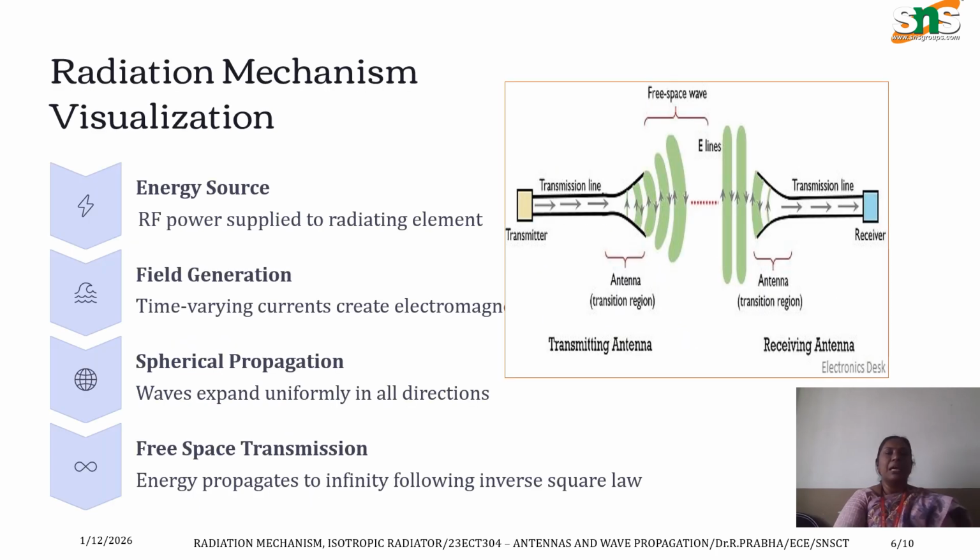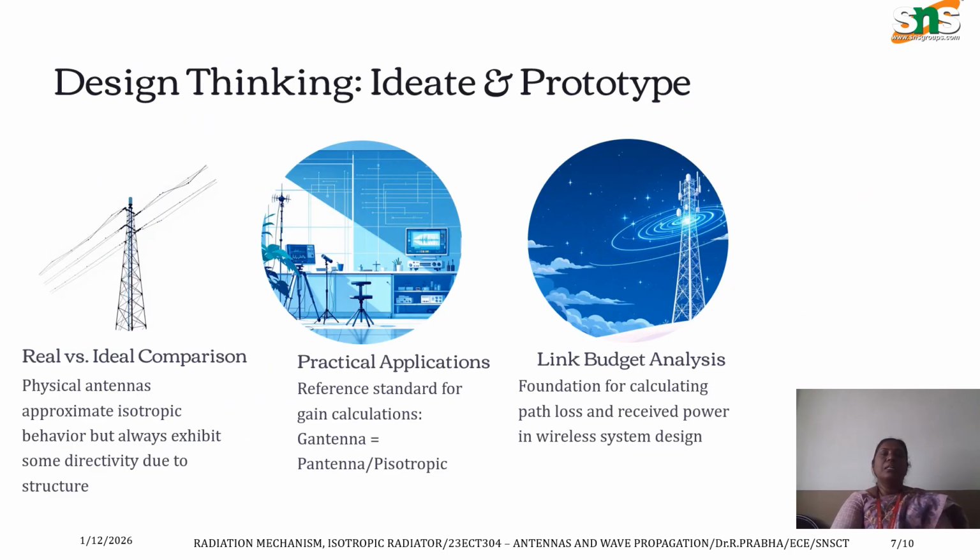So for the radiation mechanism visualization, we know how the antenna radiates. In the diagram, we have a transmitting side, transmission line, and an antenna. Here the antenna is a transducer at the transmitting side and also at the receiving side. So for this isotropic antenna, the wave expands uniformly in all directions, and the energy propagates to infinity following the inverse square law.